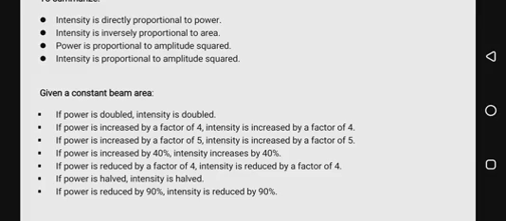If power increases by a factor of 4, intensity is increased by a factor of 4. Why? Because they are directly proportional. If power is increased by a factor of 5, intensity is increased by a factor of 5. If power is increased by 4%, just in case your machine measures in percentage, it's still the same thing. The most important thing is you understand the principle is basically direct proportionality. So if power is increased by 40%, intensity will increase by 40%. And so on. If you reduce power by a factor of 4, intensity will reduce by a factor of 4, and so on and so forth.